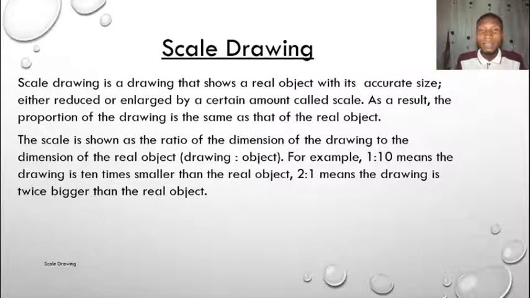So that's how the scale is represented, as the scale of a drawing with respect to the original or the real object. It's written as the dimension of the drawing ratio the dimension of the real object. For example, we have 1:10. That means the drawing is 10 times smaller than the real objects. Then you have another one, 2:1, which means the drawing is twice bigger than the real objects.